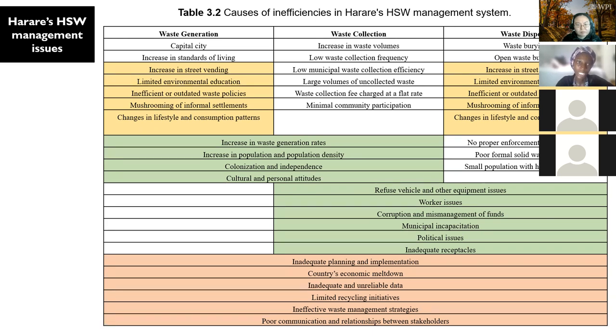And then, for example, increased street vending is also connected to the economic downfall of the country, which has increased unemployment in the city, which in turn has increased the number of street vendors, and with no proper bins nearby, people are just throwing litter everywhere. So this is the table that we created for that.